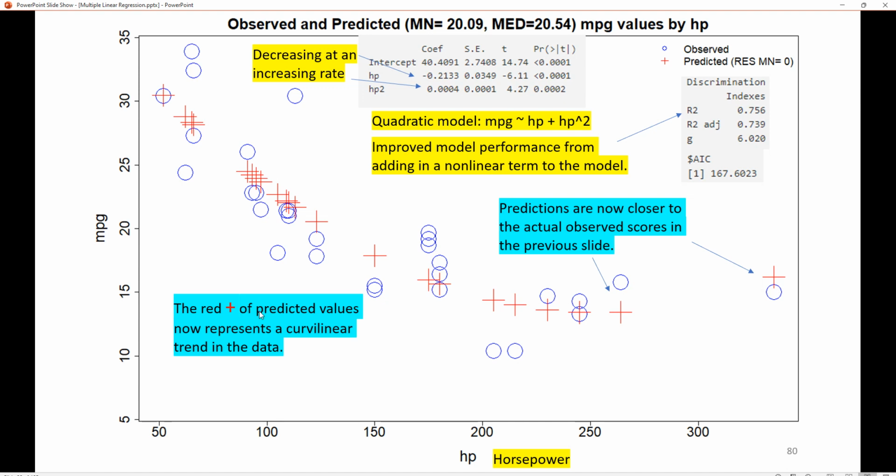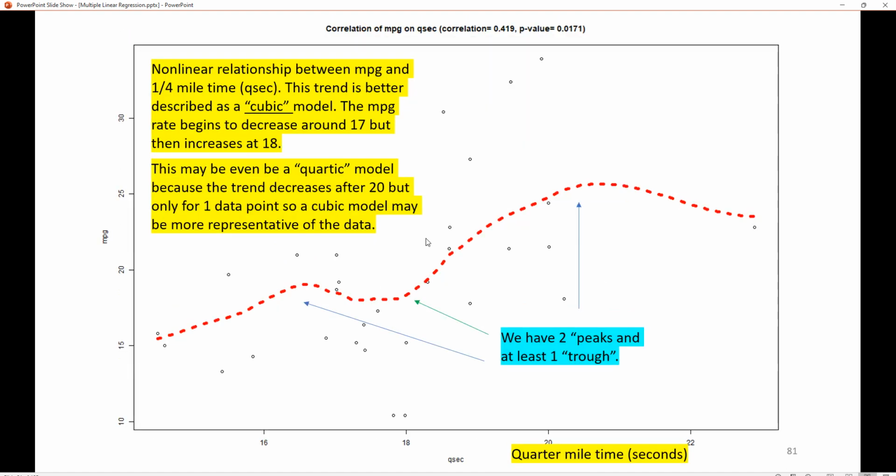The red pluses of predicted values now represent a curved trend in the data. And then we can also have different types of nonlinearity. Take the nonlinear relationship between miles per gallon and quarter mile time. This trend is better described as a cubic model. The MPG rate begins to decrease around 17. So we saw it come up and then come back down around 17, but then again increases around the quarter mile time of 18.